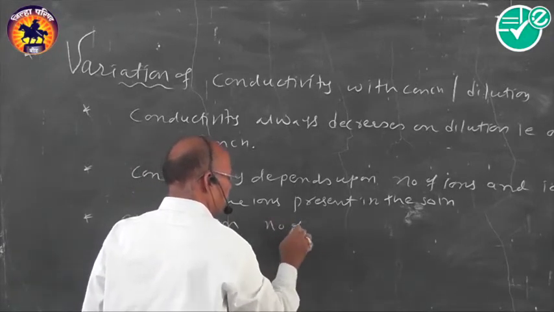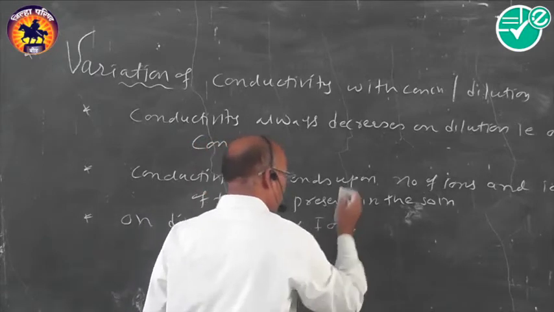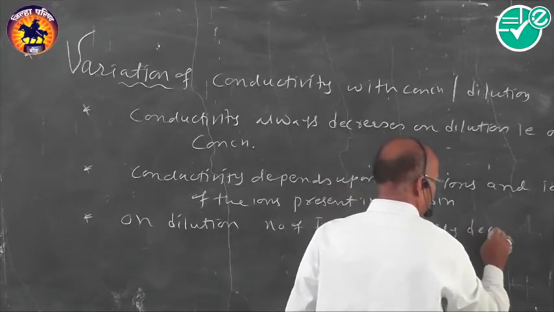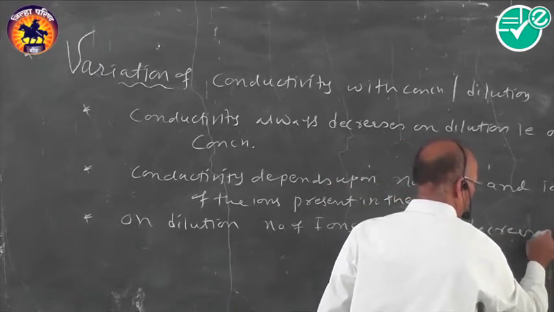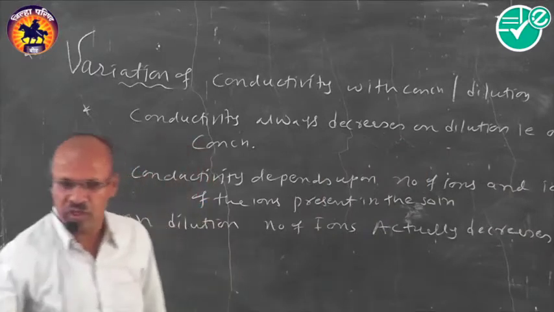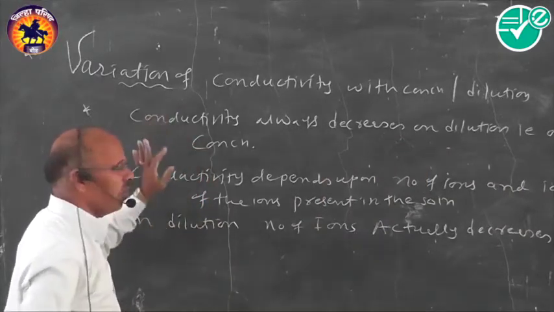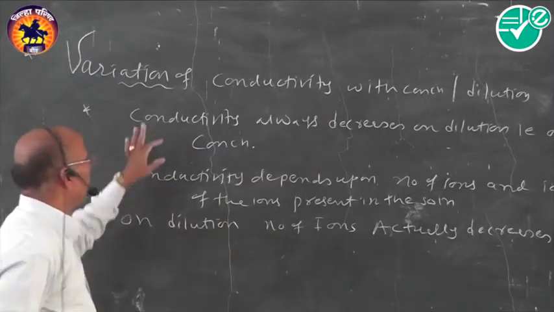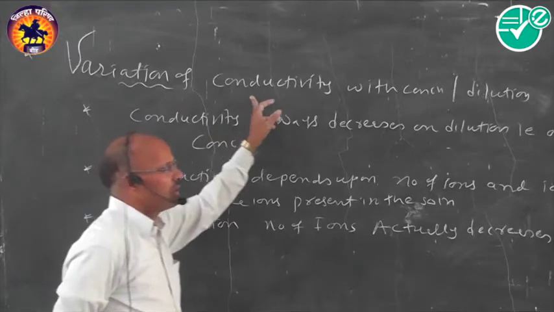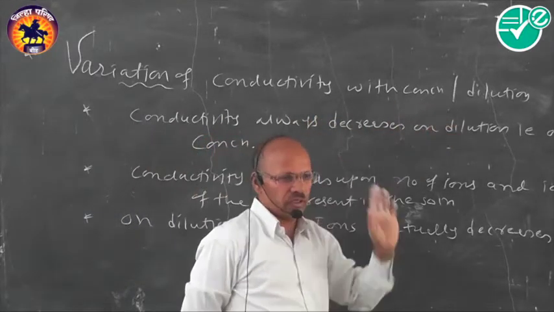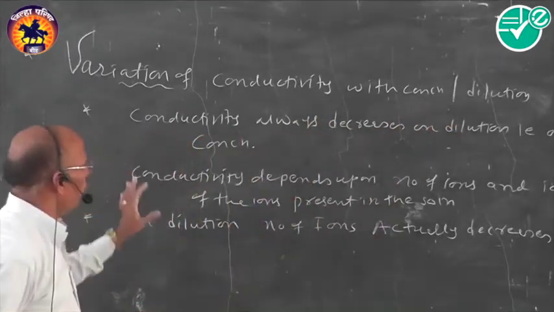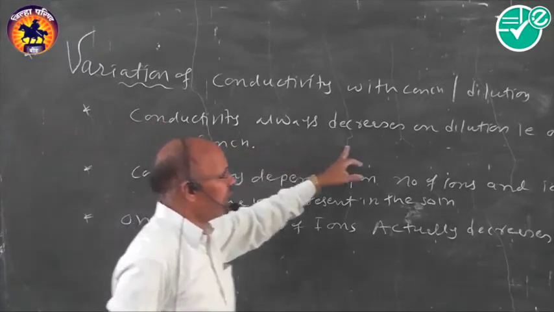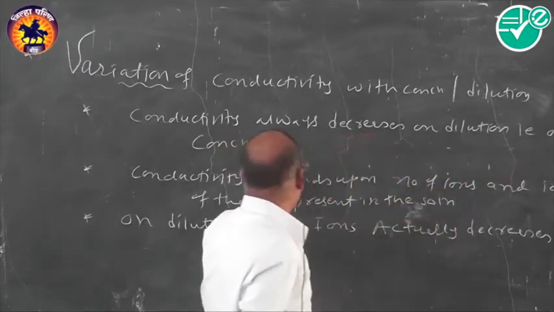the number of ions actually decreases. Okay. Now we'll explain these parameters one by one. For here at the first, variation of conductivity with the concentration of dilution. कसं होतं? Conductivity जे आहे with concentration or dilution how it varies. कैसे बदलते हैं? Now let us think here about the conductivity. The conductivity always decreases on dilution, that is on decreasing concentration.